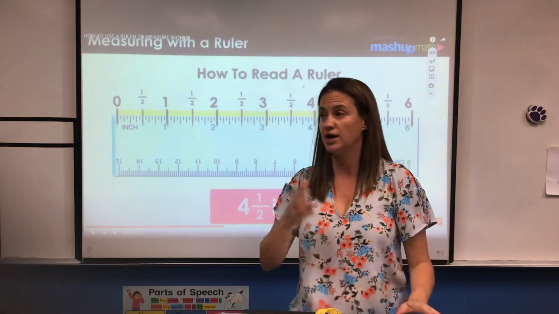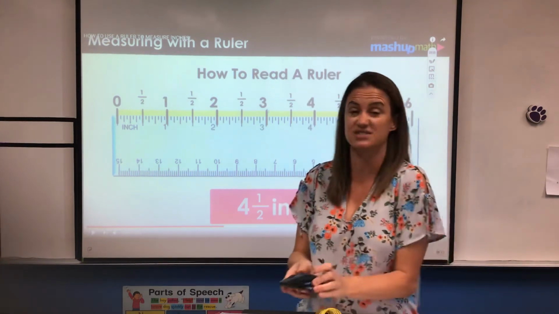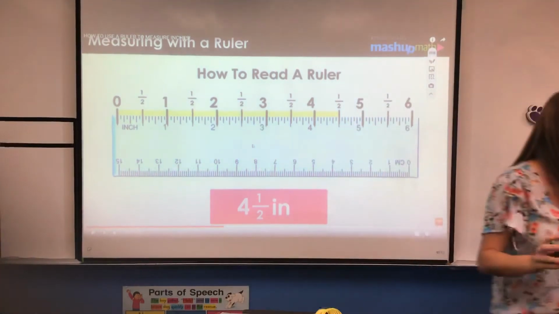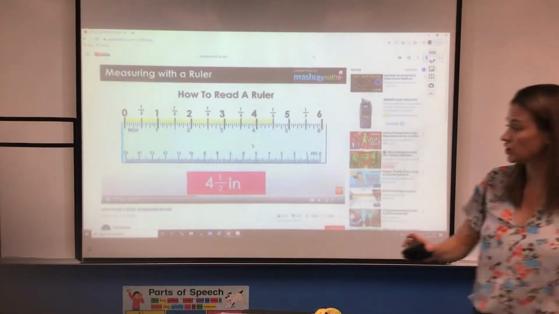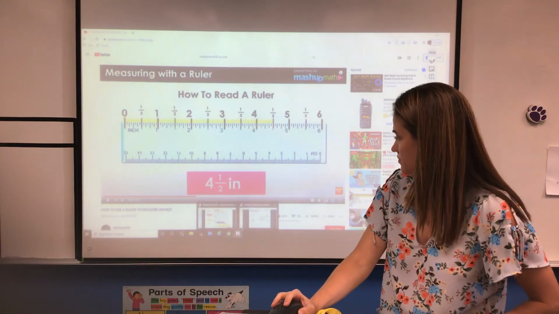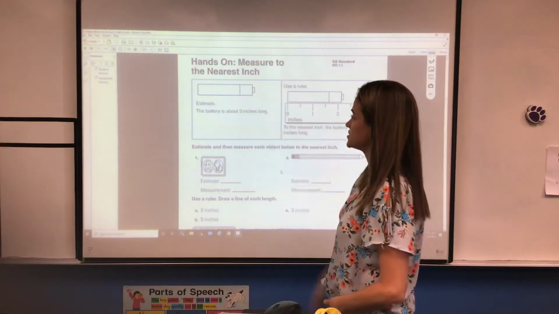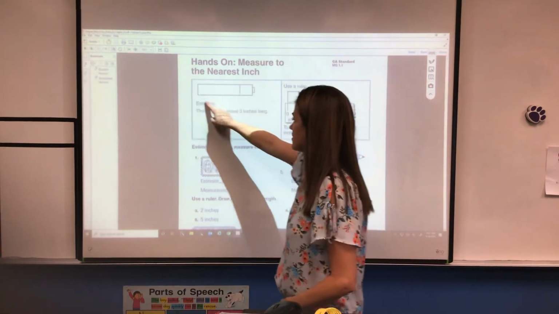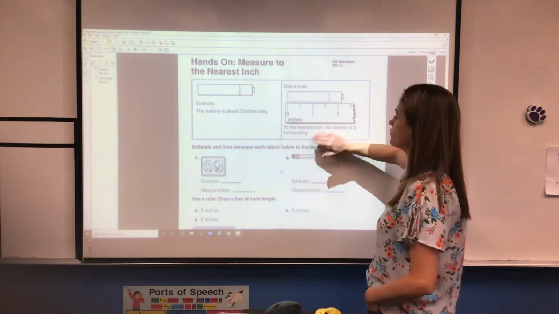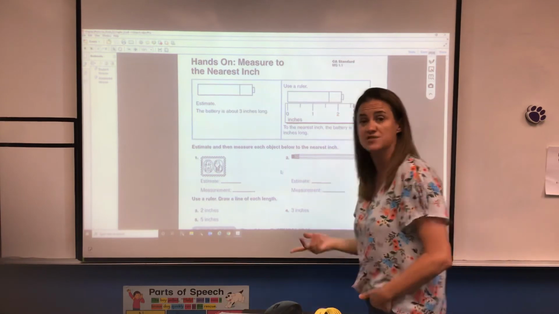Once you are done playing around with your ruler, getting familiar with it, and you've measured the 4 or 5 things and estimated the 4 or 5 things around your house, then let's go ahead and look at your homework sheet for today. Your homework sheet says hands-on, measure to the nearest inch. They're going to estimate that this battery is about 3 inches long. But when they actually measure it with a ruler, it's a little longer than 2 inches. So their estimate was close.